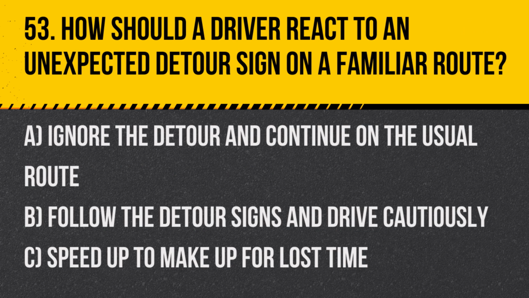Question 53. How should a driver react to an unexpected detour sign on a familiar route? A. Ignore the detour and continue on the usual route. B. Follow the detour signs and drive cautiously. C. Speed up to make up for lost time. Answer: B. Follow the detour signs and drive cautiously. Detours are set up for safety reasons.